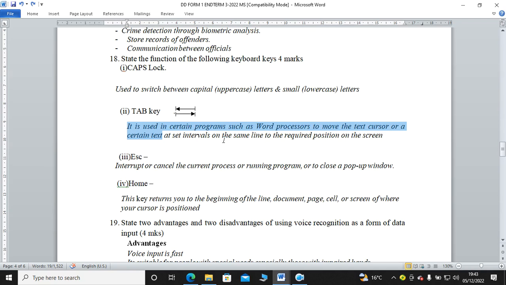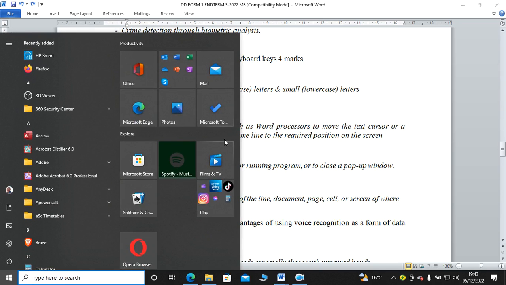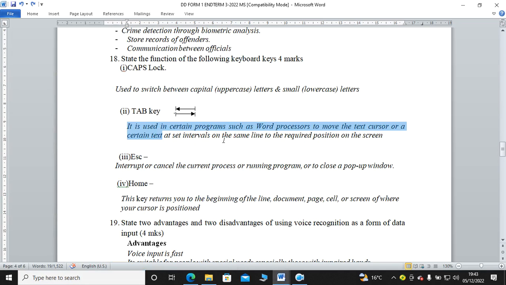Escape is used to cancel the current process or to close a pop-up. Like for example, if I press a button, if for example I press that one, see, that is a pop-up. Then I press escape, it disappears. So it is used to close a pop-up window, like the one I have showed you.